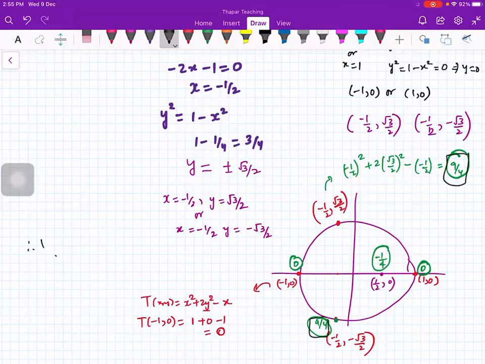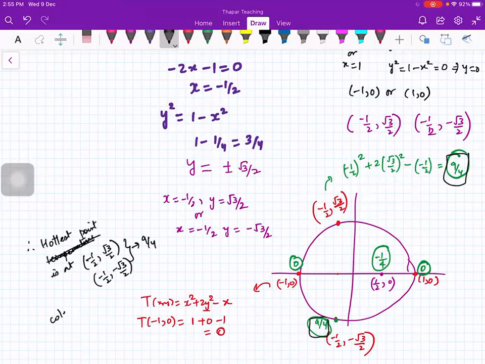Therefore, the hottest temperature is at the points minus 1 by 2 and root 3 by 2, and minus 1 by 2 and minus root 3 by 2, and its value is 9 by 4. And the coldest point is which one? This half comma 0, and the value is minus 1 by 4. Is that thing clear to everybody?